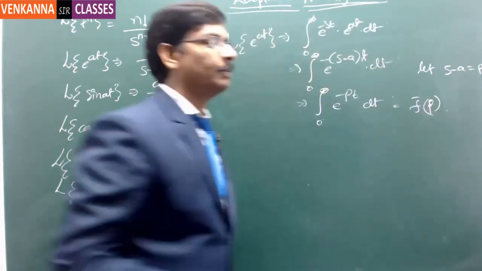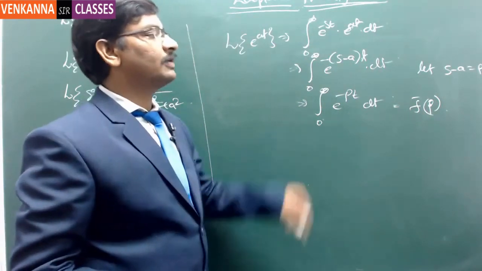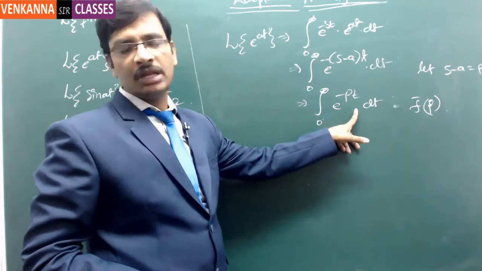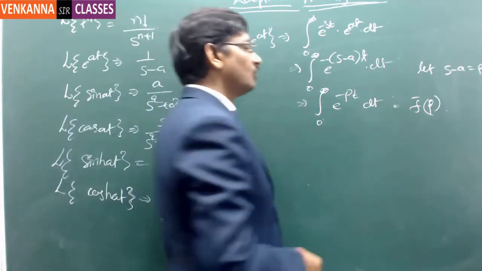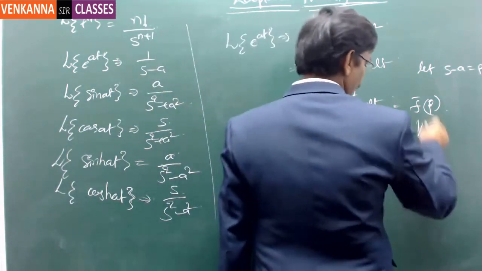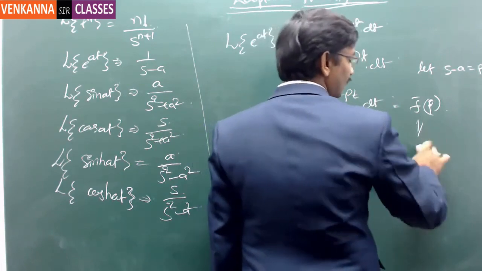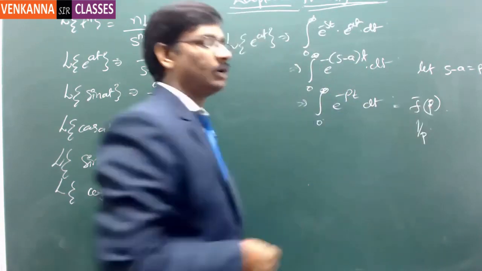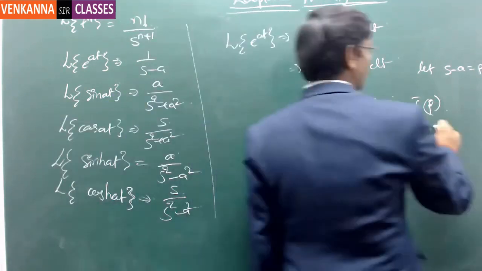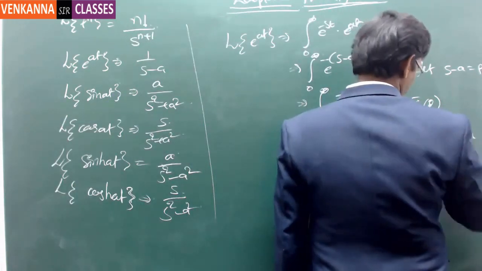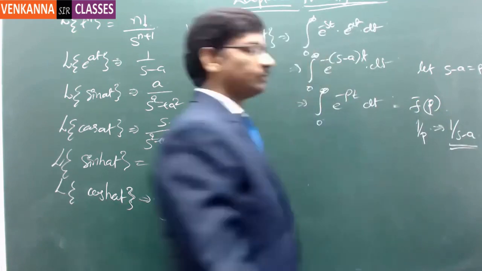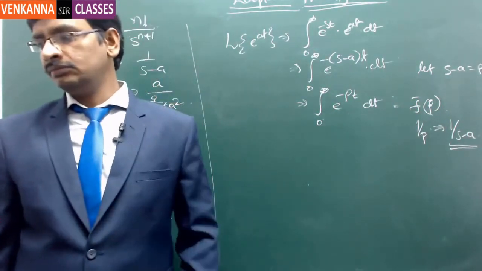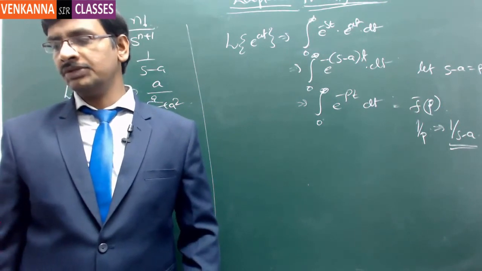Now f bar of s we found when the function is 1, right? So the Laplace transform of 1 is found to be 1 by s. Here instead of 1 by s, it is 1 by p, because it is a function of p now. But p is equal to s minus a. This is nothing but 1 by s minus a. Got it? Understood or not?